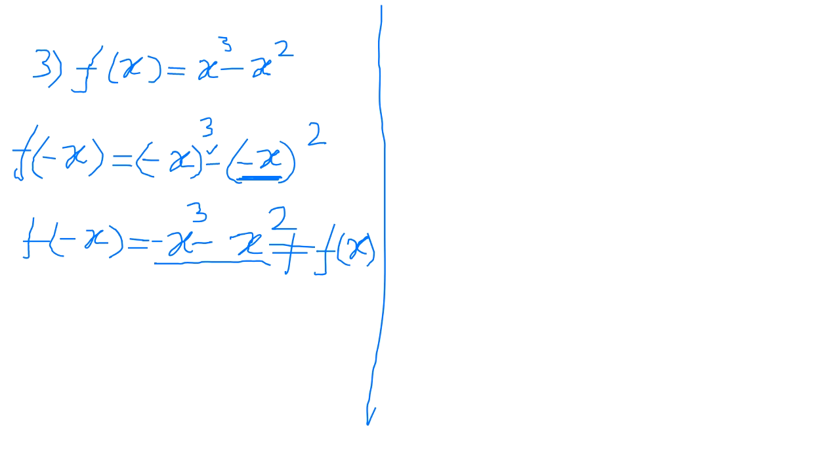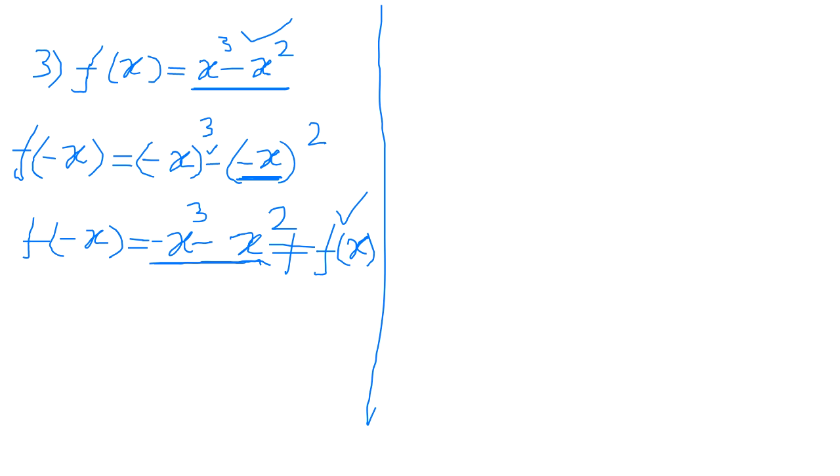So f(x) is here, x to the power 3 and x squared, and here there is minus x to the power 3 and minus x squared. So there is no f(x). Okay, so the first condition fails, right? Now check another condition here.